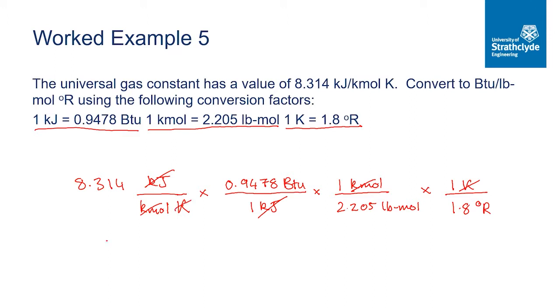Then we will do the calculation, 8.314 multiplied by 0.9478, divide by 2.205, and then divide by 1.8 as well. And that gives us a final value of 1.985 British thermal units per pound mole degree Rankine.